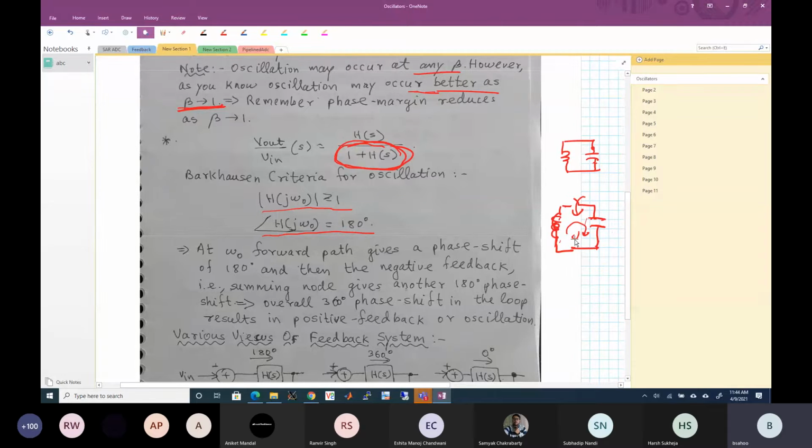This one is, I don't know what happened. Okay, so this one, what happened?